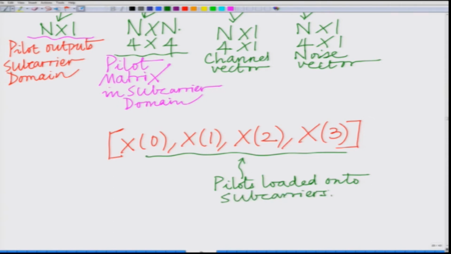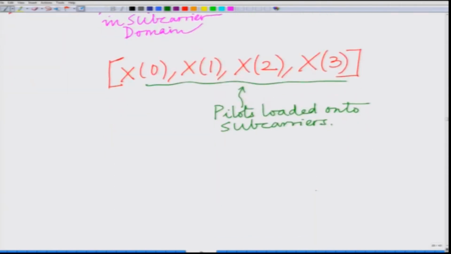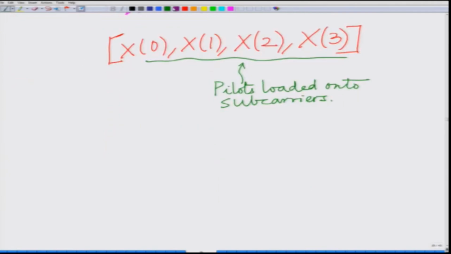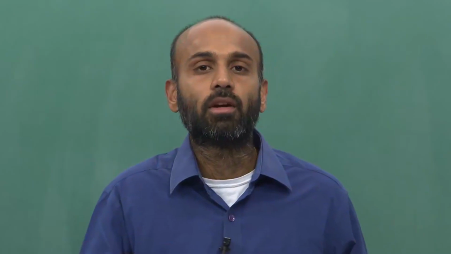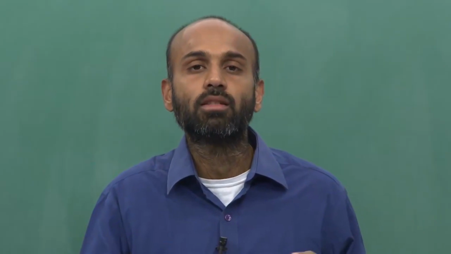These are the pilots which are loaded onto the subcarriers, and therefore what I have now is your familiar Y equals X H bar plus V bar, where X is the pilot matrix. This is something that we have seen many times before, even in the downlink channel estimation, where we have the received vector Y equals pilot matrix X times the channel vector H plus the noise vector.